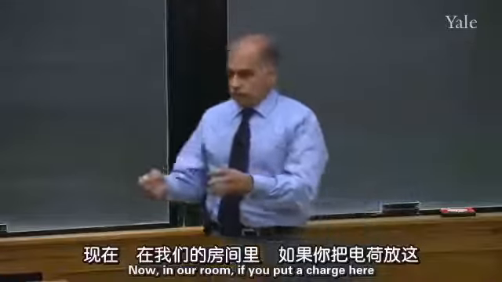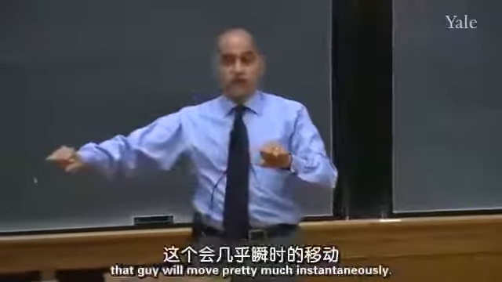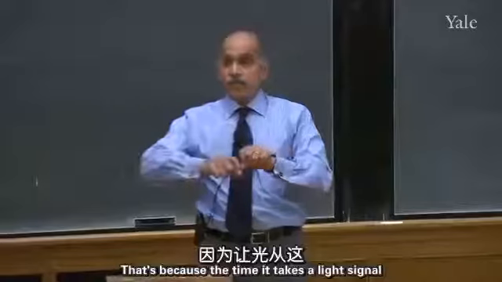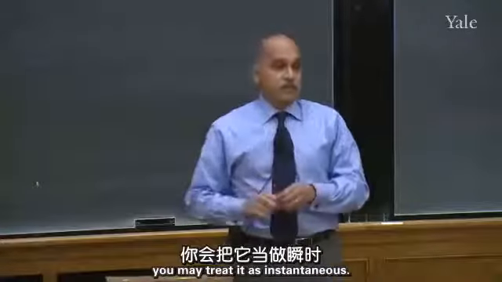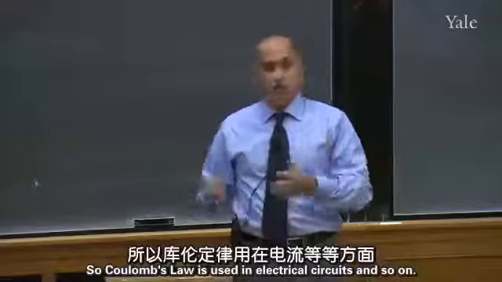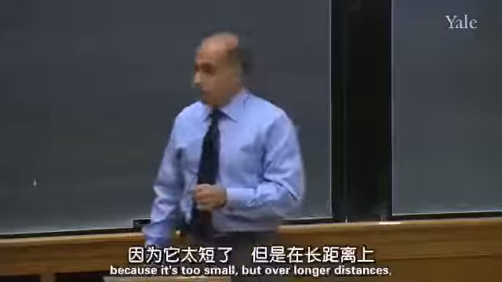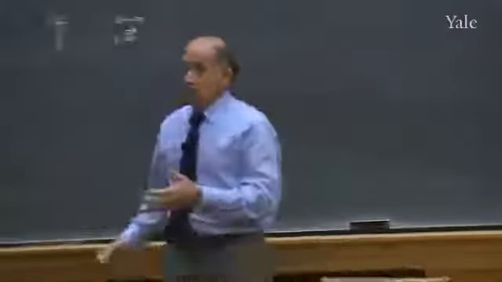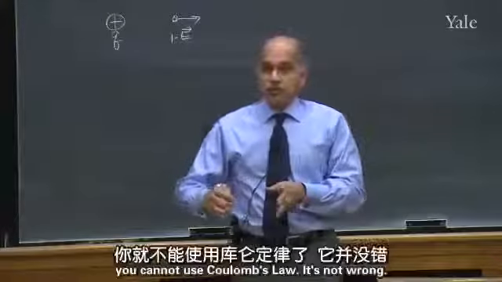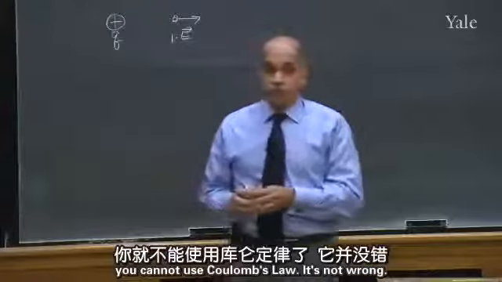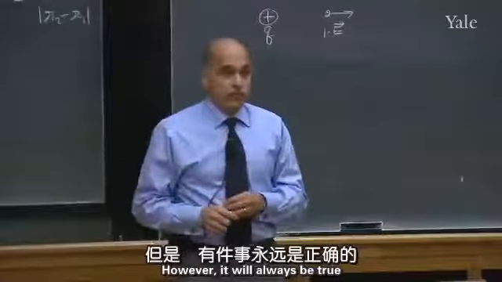Now, in our room, if you put a charge here and another charge there, if you move this, that guy will move pretty much instantaneously. That's because the time it takes a light signal to go from here to there is so small, you may treat it as instantaneous. So Coulomb's law is used in electrical circuits and so on. You don't worry about the time of transit because it's too small. But over longer distances, where the time it takes for light to travel becomes non-negligible, you cannot use Coulomb's law. So it's not wrong, it is not appropriate when charges are moving.